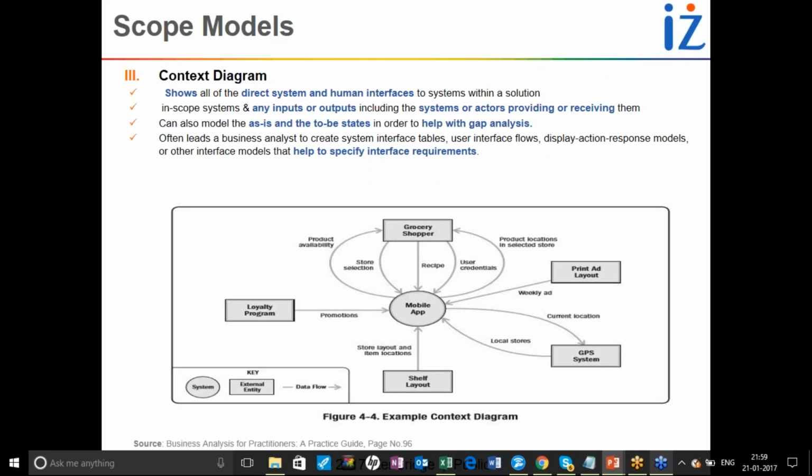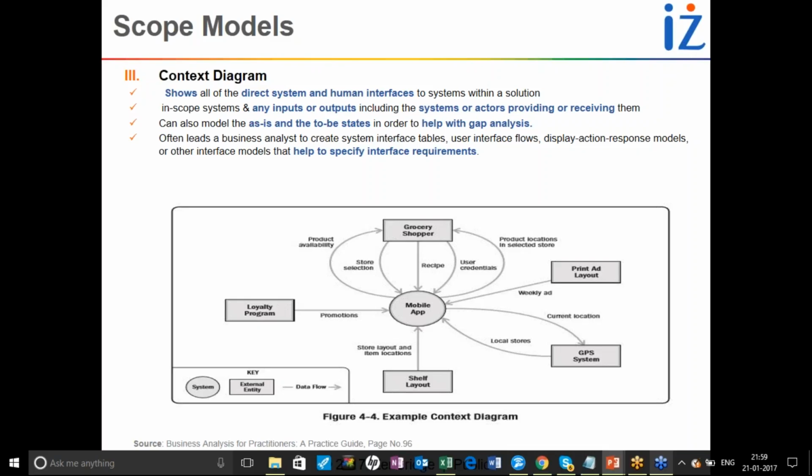And it gives you the external touch points, meaning the direct systems, because these are the external touch points. The mobile app is interacting with the grocery shopper, loyalty program, shelf layout, GPS system, printed layout. So these are the external touch points, and it gives fair details about that.